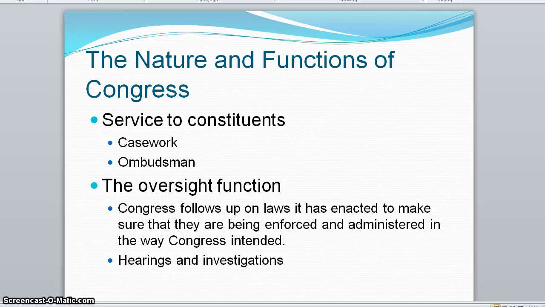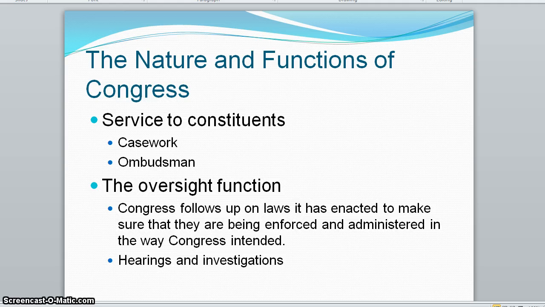Members of Congress assist private citizens in dealing with their individual problems and questions regarding government actions, called casework. They often act as ombudsmen who investigate and resolve complaints of their constituents against the government.